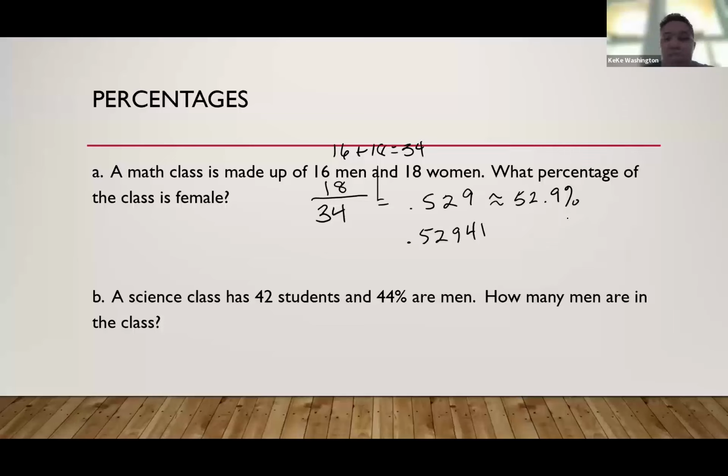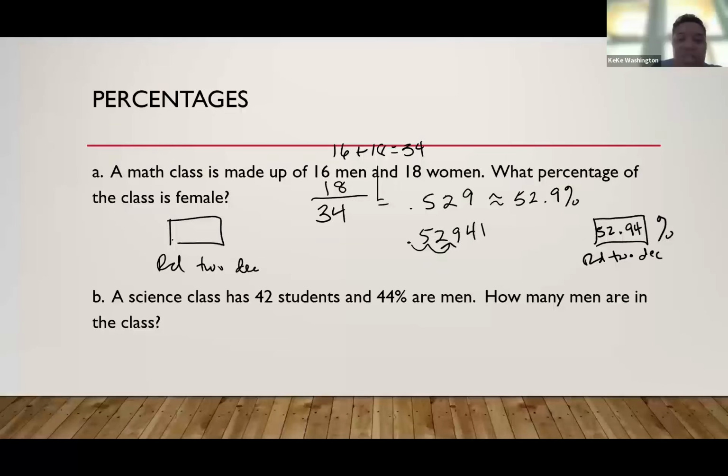Now let's take this a little further, because sometimes it'll say round the percent to 2 decimal places, and that's when you want to be very careful. If you have that box with the percent sign and it says round 2 decimals, then it wants you to round the percent to 2 decimals. So you want to be mindful of that and convert to a percent, so that becomes 52.94%. Now, if it just says round 2 decimals and there is no percent sign, and you just see a box, then that's 0.53, taking the 2 up because of the 9.